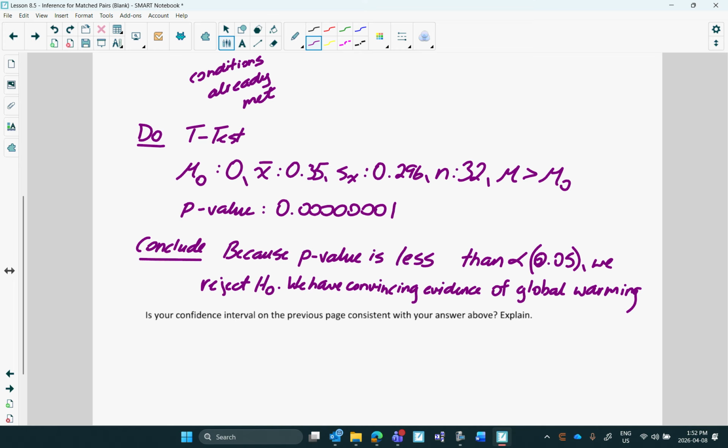And what we did on the previous page is consistent, right? It is consistent because all the differences were positive in the confidence interval. The p-value was extremely low in the hypothesis test, which essentially means the same thing. Okay, so I'll just leave it at that.